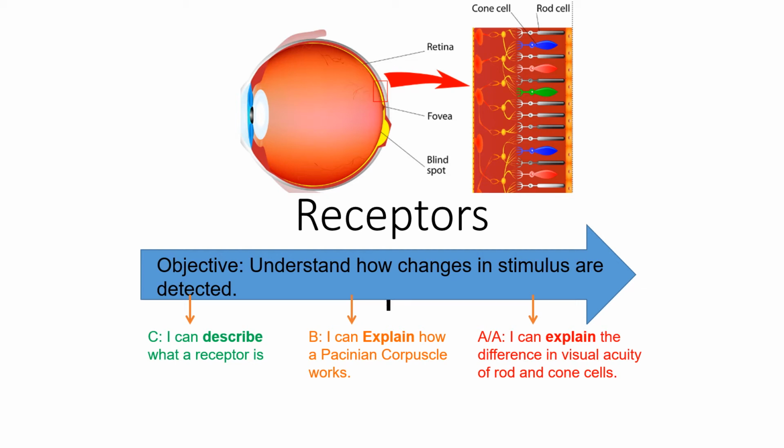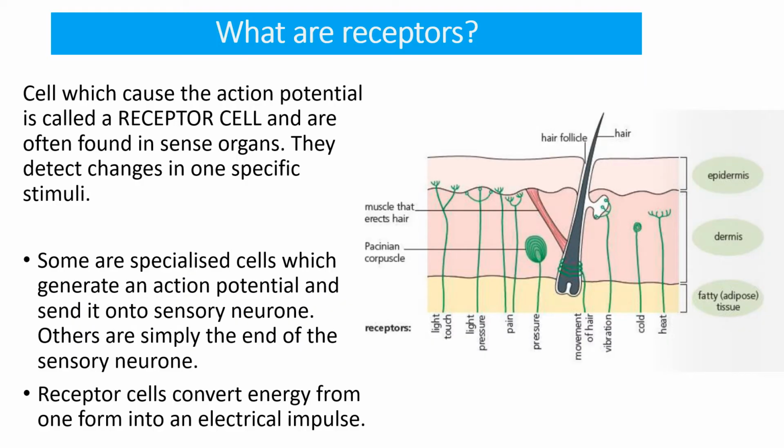Mr. Phillips, and today we're looking at receptors and how the receptors are part of the reflex arc and how they start to stimulate that action potential, which is the nervous impulse. So let's have a look at it. So we've talked about this before.